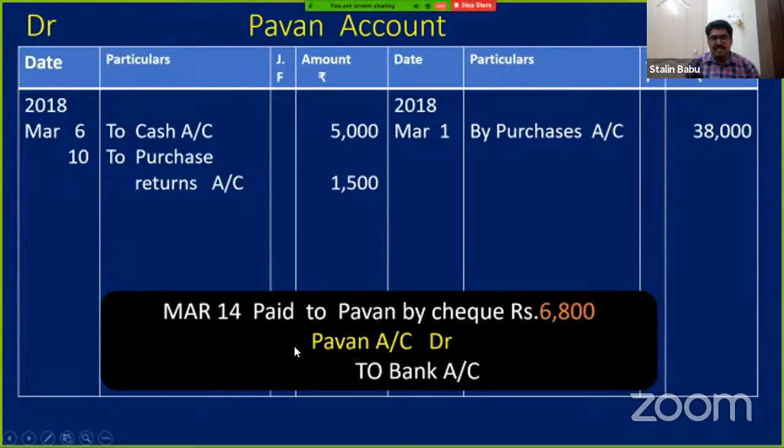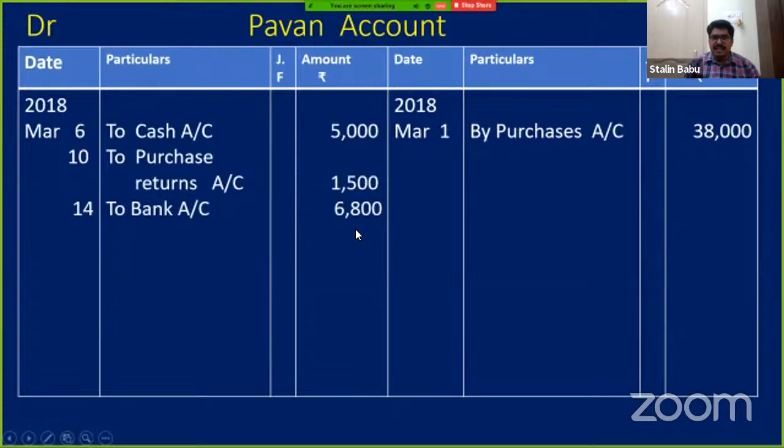So Pawan account is debited here. So we have to check Pawan account is debited or credited. It is debited in the journal entry. So we have to post on debit side. What is the transaction date? 14. And in the purchase column, we write the name of the account credited. That is to bank account in the purchase column and write the amount in the amount column, that is 6,800.